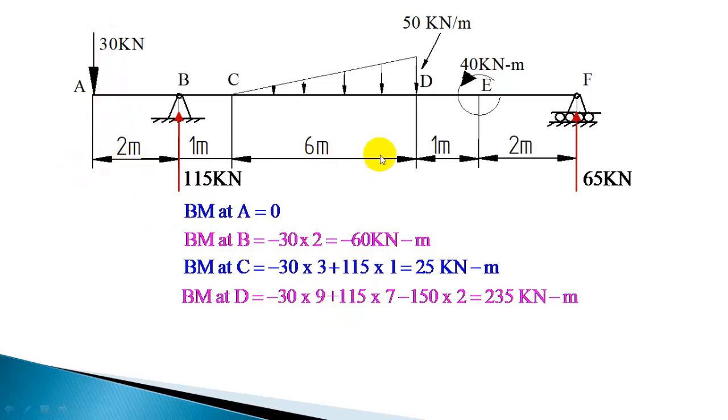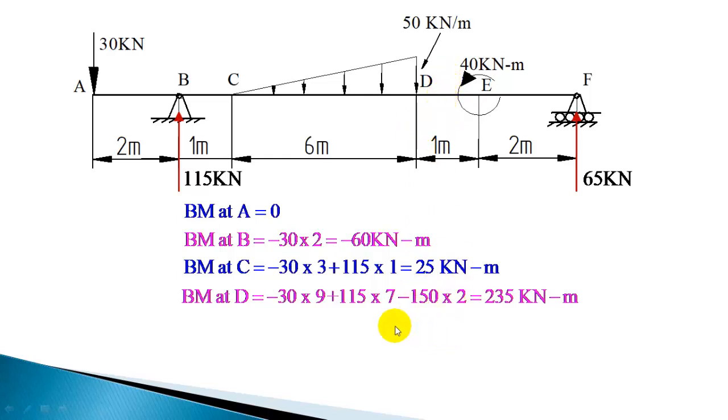Minus 30 into, instead of 9, you increase by 1 meter, that is 10, and again 115 into, instead of 7, you increase by another 1 meter, 8 meter. For this 150 kilonewton, it was 2 when you calculated the bending moment at D. Now you increase it to 3, another 1 meter. So minus 150 into 3 will give the bending moment immediately left of E. If any other load is there between the previous section and the next section, you have to include the bending moment of that load.